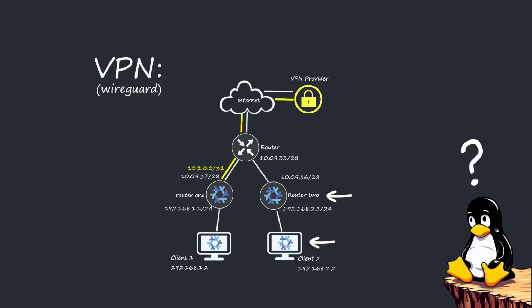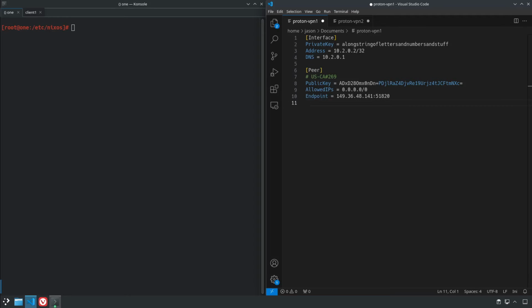Then, just for fun, let's add back our other router and our other client and have them connect to a separate VPN instance in an entirely different country. So client 1 will connect to the internet via an American VPN, and client 2 will appear to the internet as if it's coming from Switzerland. So let's get started by setting up a WireGuard VPN.